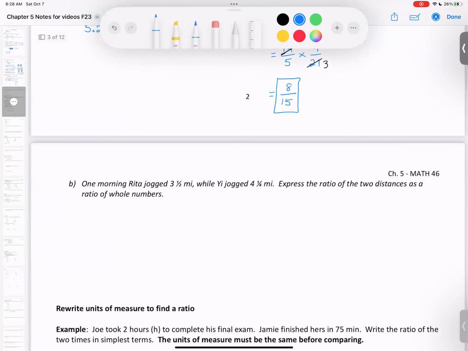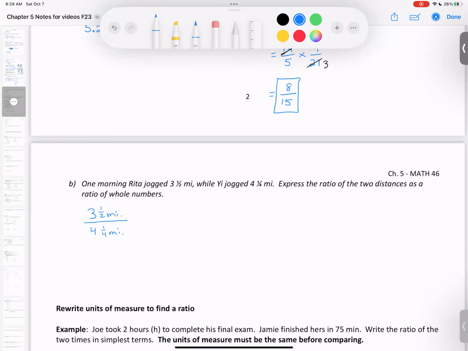Okay, one more for you with mixed numbers. So go ahead and pause this video and see if you can get the simplified ratio of these two numbers. All right, and let's try this one together. So we have 2 people jogging. The first one jogged 3.5 miles. And Yi jogged 4.25 miles.